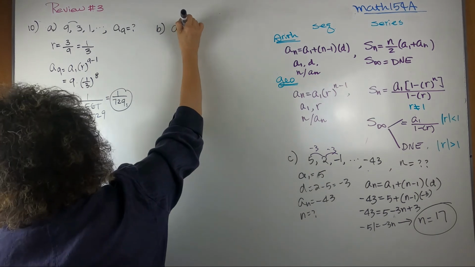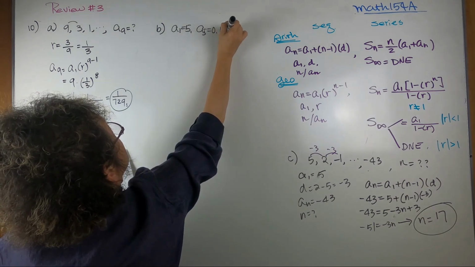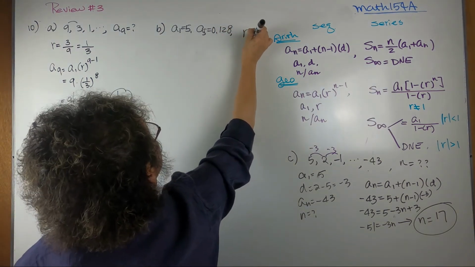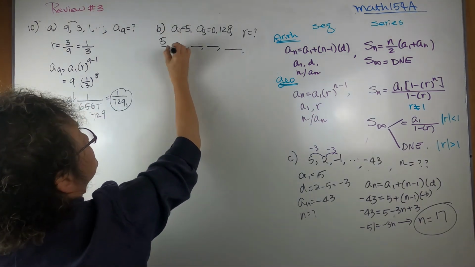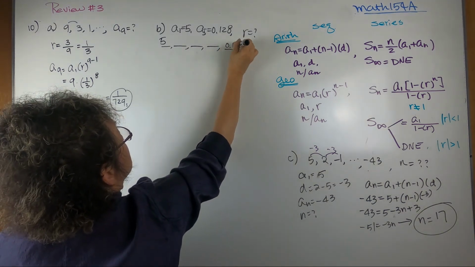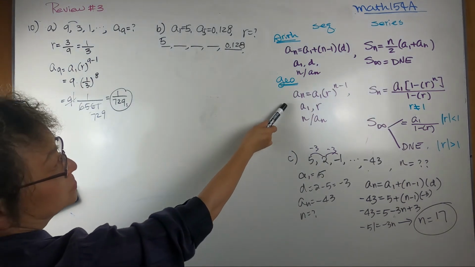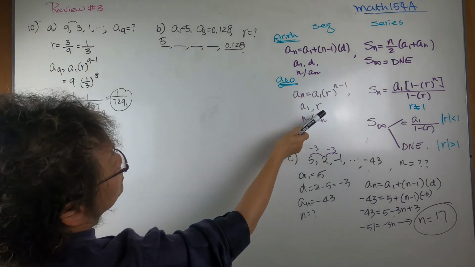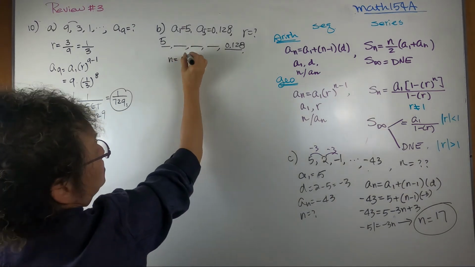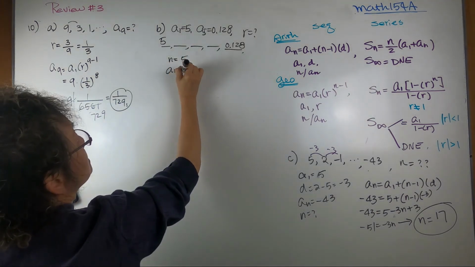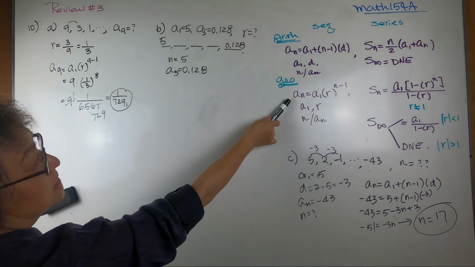Next one, a1 is 5, a5 is 0.128. We want you to find r, right? 1, 2, 3, 4, 5. So the first one is 5, the fifth one is this one. Then what's your r? It's geometric. We know a1, we don't know the r, but we do know the n in an, right? So n is the fifth one, an is 0.128, right? a5 will be that. Then we can plug in here.